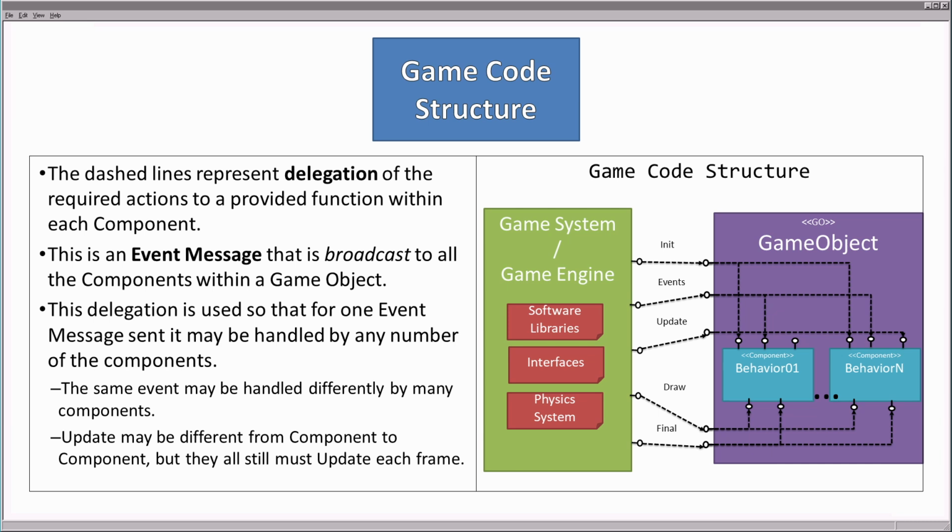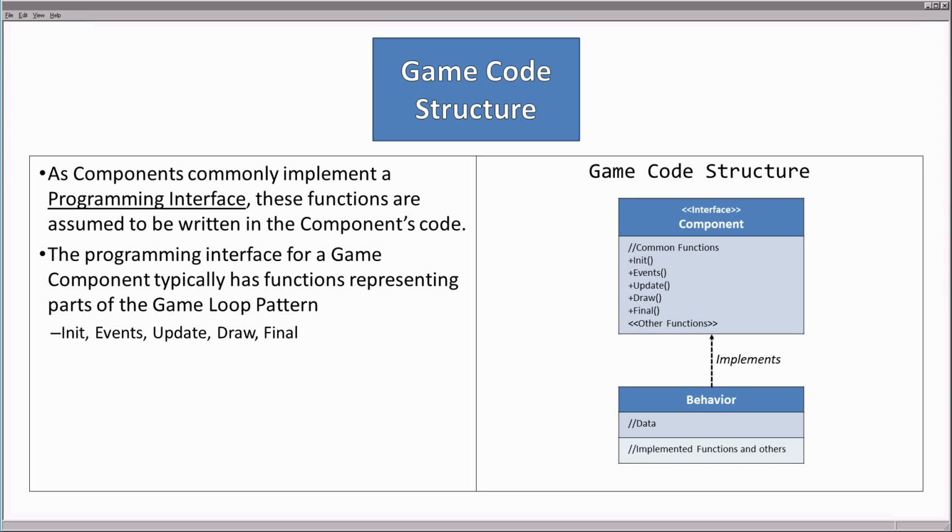It's to communicate an idea to others so that they may implement your ideas. As components commonly implement programming interfaces, these functions are assumed to be written in the component's code. As mentioned, the programming interface for a game component typically has the functions representing the parts of the game loop pattern. These once again are init, events, update, draw, and final.